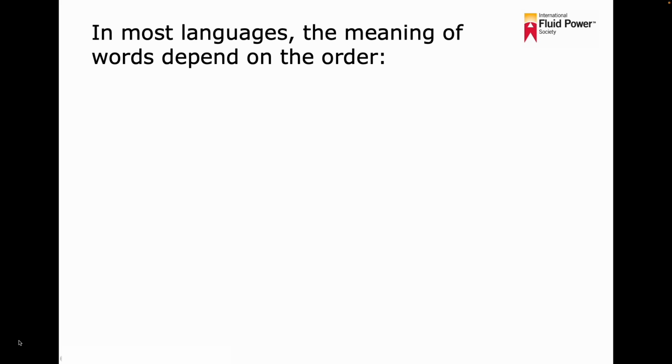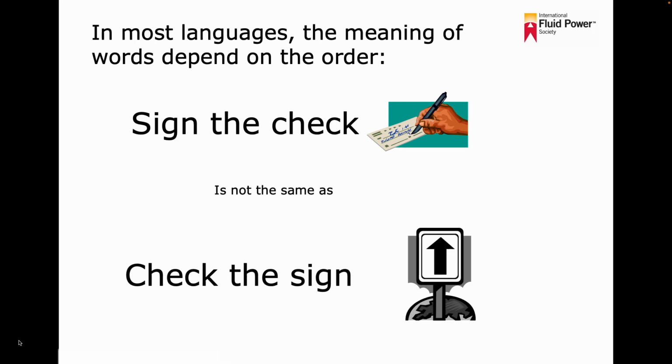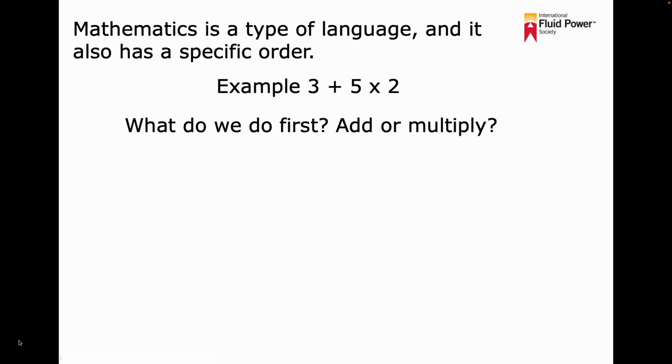In most languages, the meaning of the words depends on the order. "Sign the check" is certainly not the same as "check the sign." Mathematics is a type of language, and it also has a specific order. For example, 3 plus 5 times 2. What do we do first?